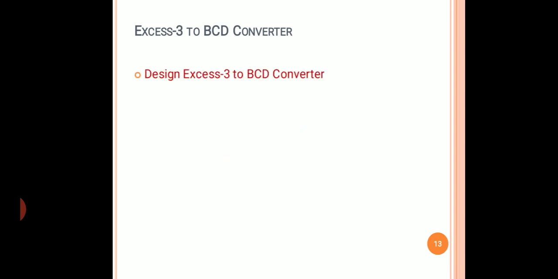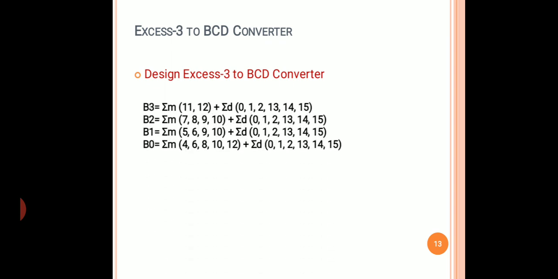XS3 to BCD. Remember that the minimum XS3 number we have considered is 3, right? Because we have to convert from XS3 to BCD. So while solving the K-map, from cell number 0 to 2, that is 0, 1, 2, you have to enter don't care terms. Observe here.